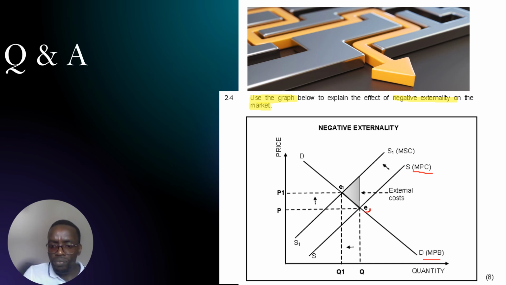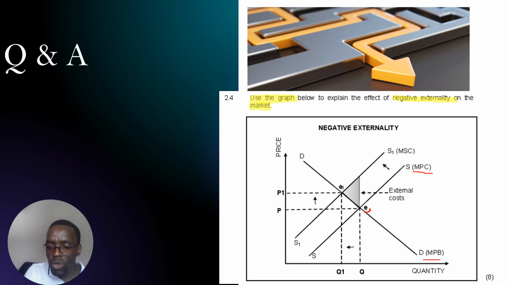So now the market equilibrium is at point E, and this point E represents what we call social inefficiency. We call it social inefficiency because the marginal private cost is equal to the marginal private benefit. So at point E, that's where we have the social inefficiency, because our marginal private cost is equal to our marginal private benefit.